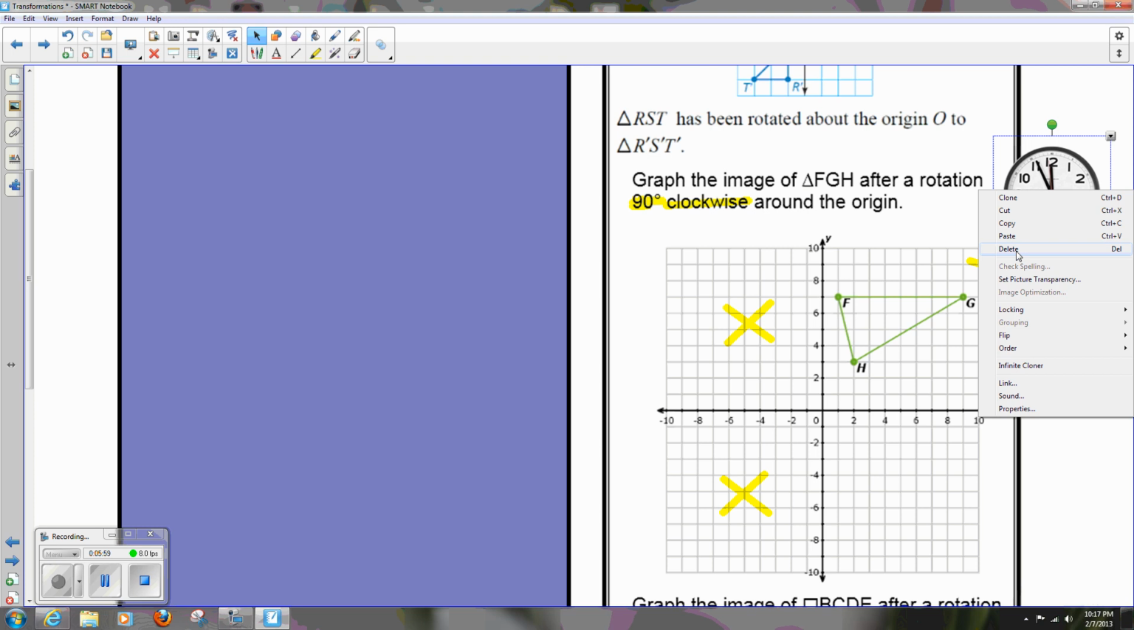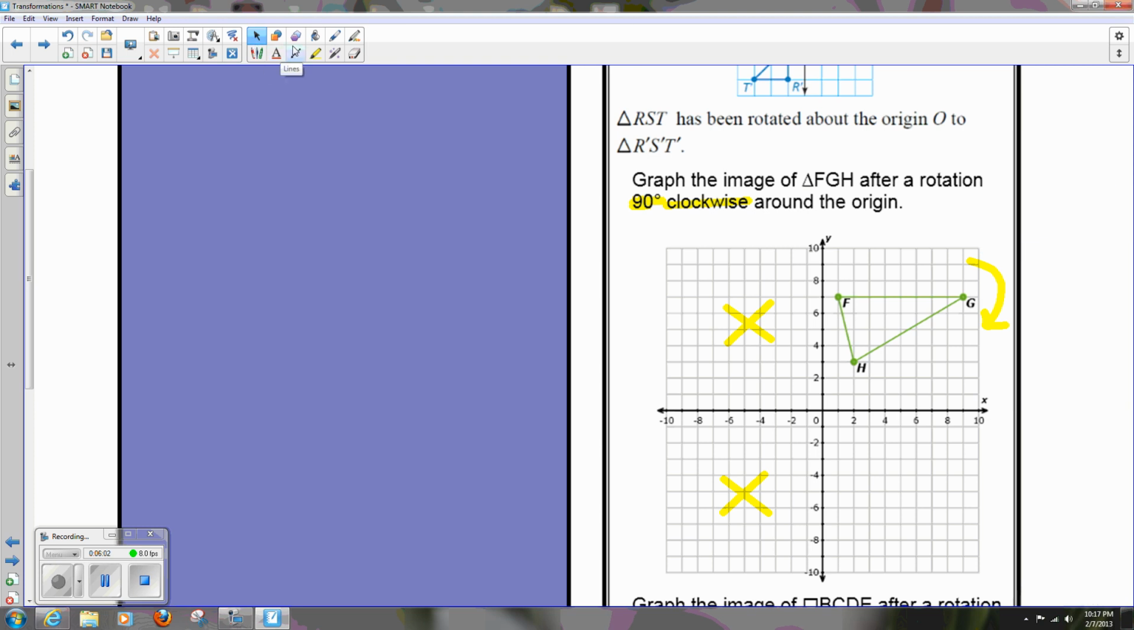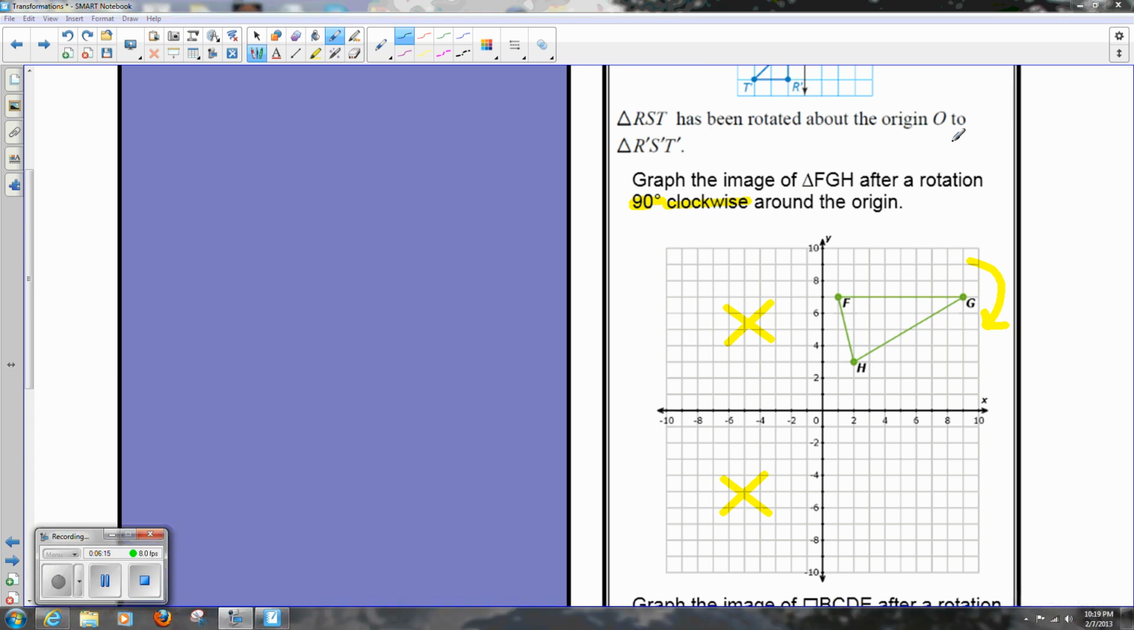All right, so I'm going to get rid of this clock so I have a little room to write. Now, let's start with point F. One method that we have is to look at the current location of point F. And right now, F is at 1, 7. Remember, we always read the x value first and then the y value. So right now, it's at 1, 7.